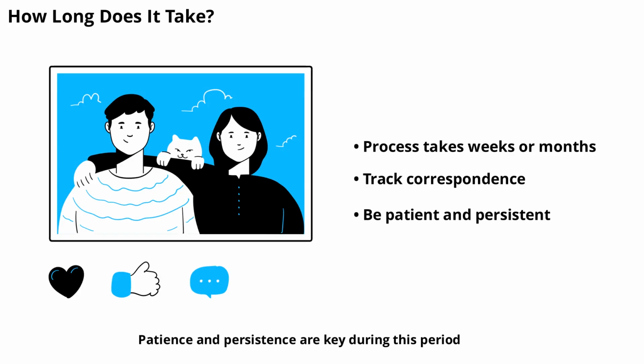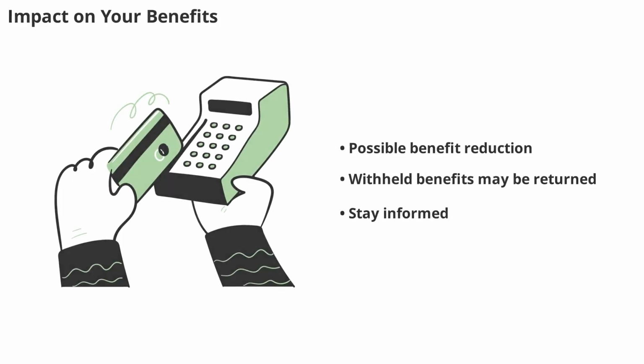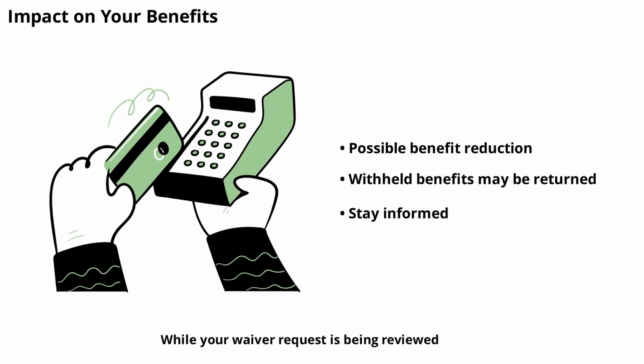Patience and persistence are key during this period. While your waiver request is being reviewed, the SSA may temporarily reduce your benefits to recover the overpayment. If your waiver is approved, any withheld benefits may be returned to you. If not, the reduction will continue until the overpayment is repaid. Stay in contact with the SSA to understand how your benefits may be affected.